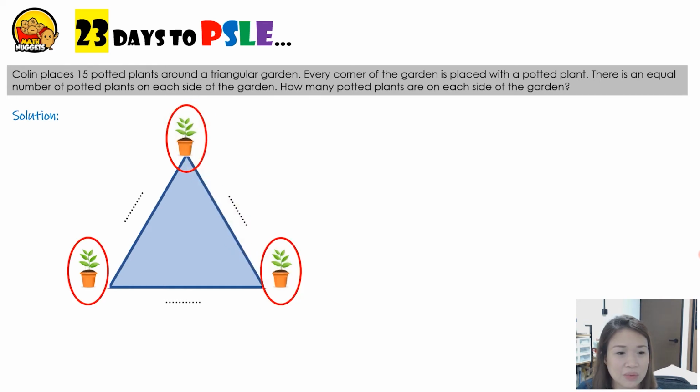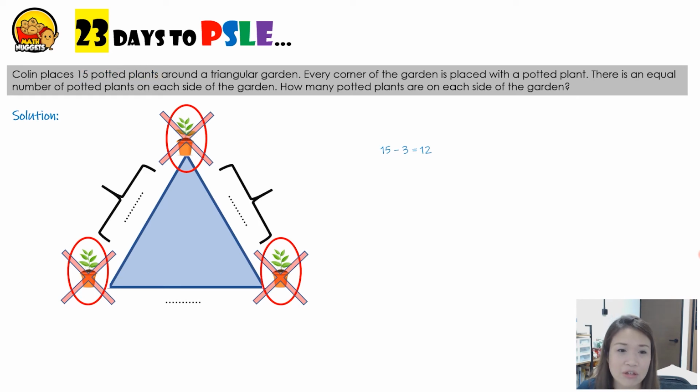So what happens is I would recommend taking away all the corners first. So one on each corner, right? I'm going to remove these 3. So first thing I'm going to do is to take out 3 from the 15 potted plants. So I'm left with 12 plants. Okay, and the 12 plants will be distributed along these 3 sides equally, right? So 12 divided by 3, each side over there would have 4 potted plants.